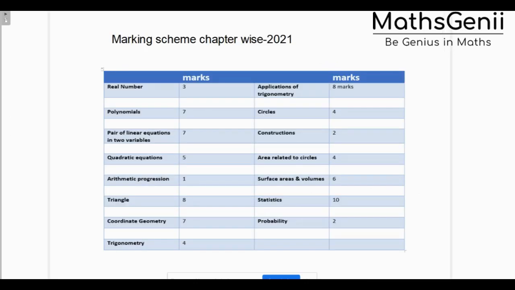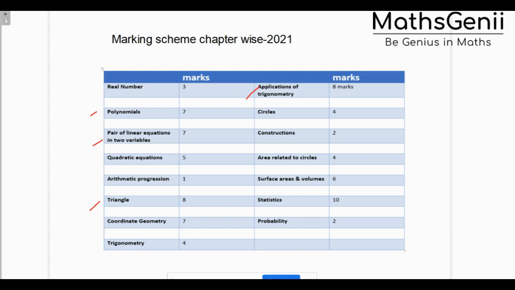Before starting, I'll quickly run you through the 2021 scheme. So, this is the mark allocation: real numbers you have 3, polynomial you have 7 marks expected, and so on. So, you can take a screenshot and study accordingly. If you look at the weightages, triangle is 8, application of trigonometry, pair of lines, polynomials. So these are the chapters that you should not miss for longer marks answers. Now let's jump on to the MCQs that have come in 2019 and 2020.